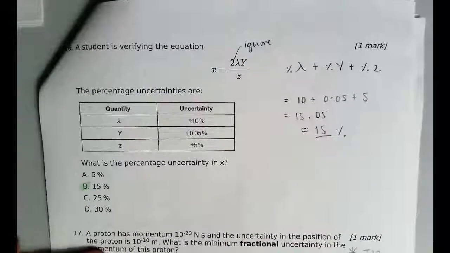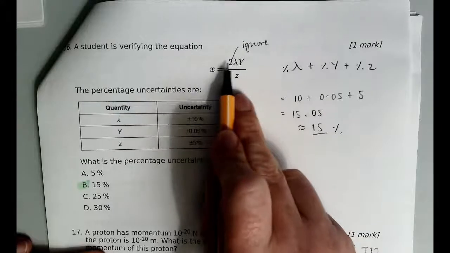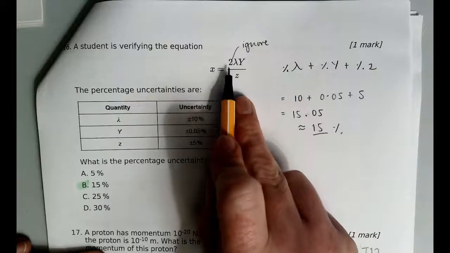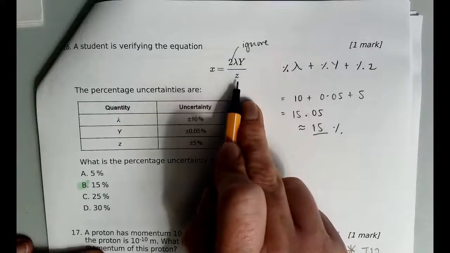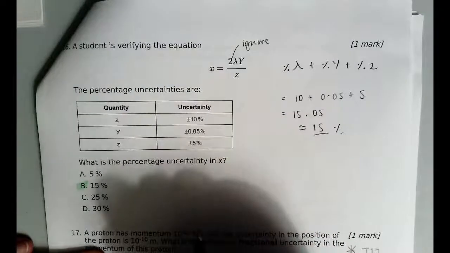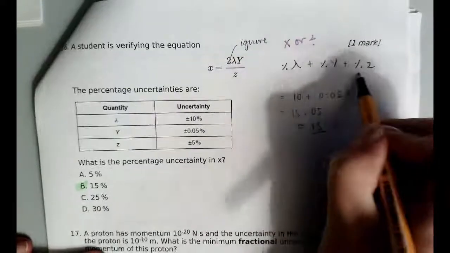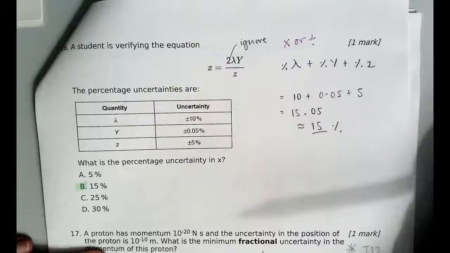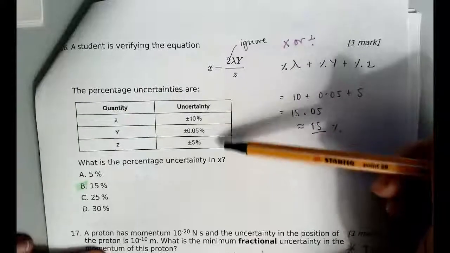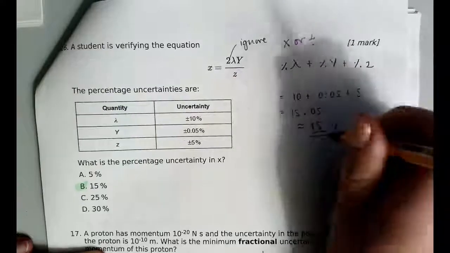16, we're verifying an equation and we want to know how to find the percentage uncertainty in x. 2 is a constant. It doesn't have an uncertainty, so we're not interested. We know that we're multiplying lambda by y and then we're dividing by x. We know that when we are multiplying or dividing, we have to add the percentage uncertainties. That's just the rule you have to remember. So all we do is we add the 3 together. So we've got 10 plus 0.05 plus 5. Gives me 15.05, but to do significant figures, that is 15. So just choose your closest one there.